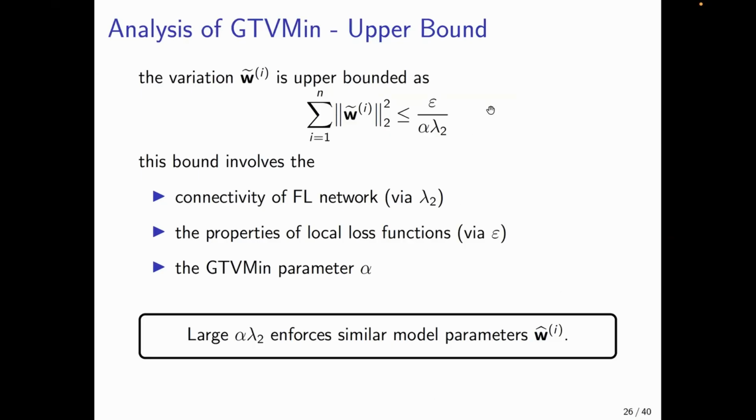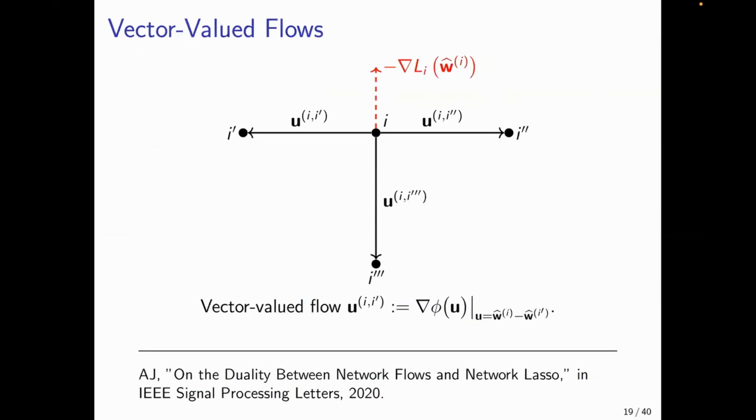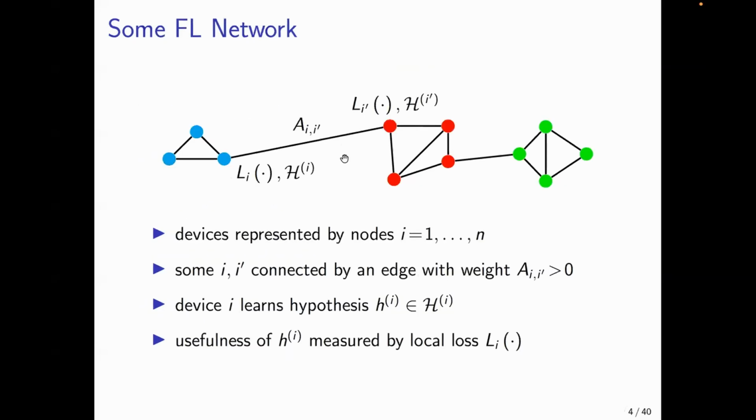Yeah, I want to again highlight this formula, this analysis here, this upper bound, which nicely brings together properties of the local loss functions. So remember, in a federated learning network, we not only have the graph structure. This graph structure is characterized by this lambda 2, the second smallest eigenvalue of the Laplacian matrix, but we also have the local loss functions. So on top of the graph sit local loss functions. And now this bound tells us how these two interact with each other.